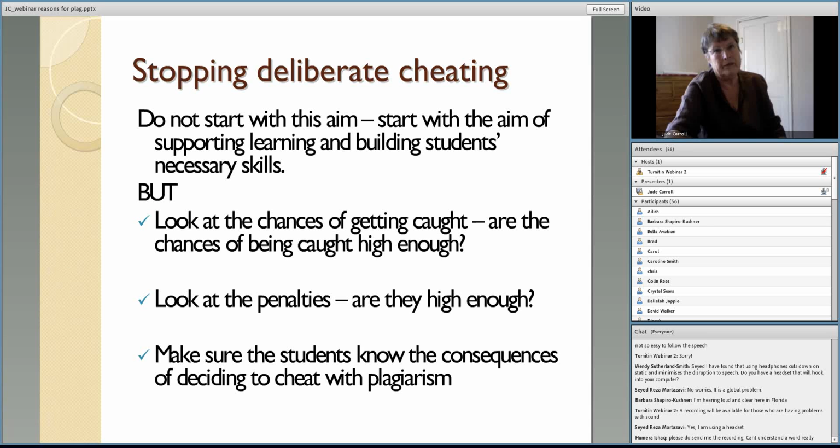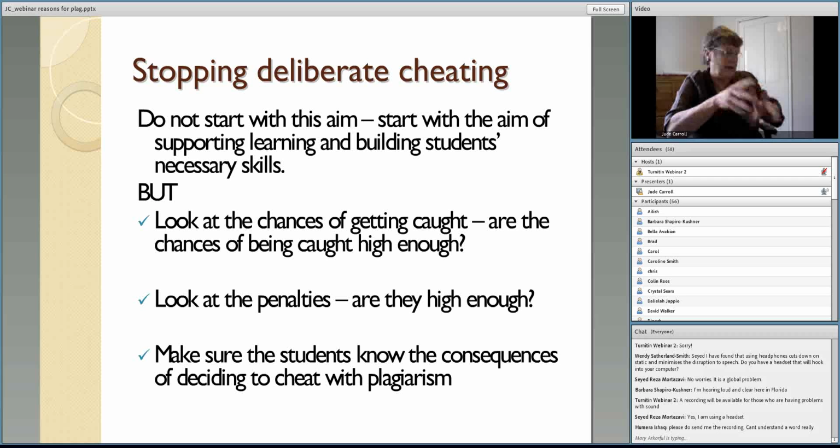So I'm going to finish this bit with deliberate cheating by making some suggestions about how you stop it. And then I'm going to take a few questions, if there are some, and then go back to looking at why do students do it through misunderstanding or through different assumptions about what is being asked of them.